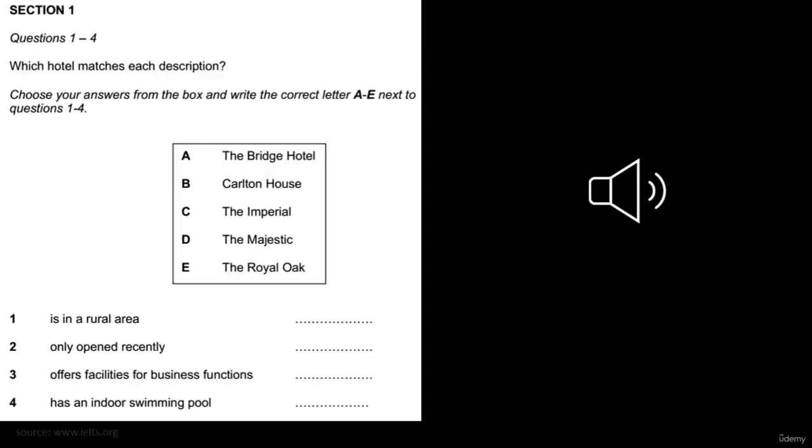Well, there are 2 central hotels in the range you're looking for. There's Carlton House and the Imperial. They're both near the main square, but if you've got your own transport, you might be interested in the Royal Oak. That's out in the country, about 10 kilometres away. Very peaceful. Then there's the Bridge Hotel and the Majestic. They're both in town, but not in the centre. They're out on the airport road. That might be a bit far out, actually.